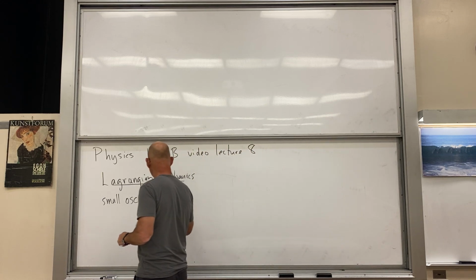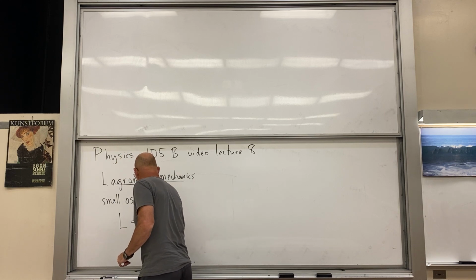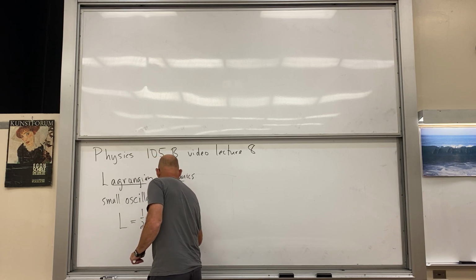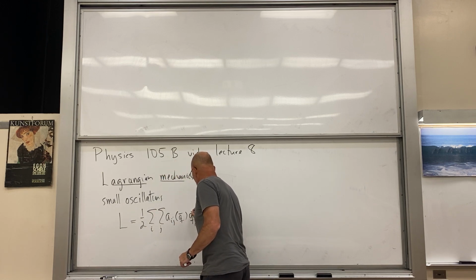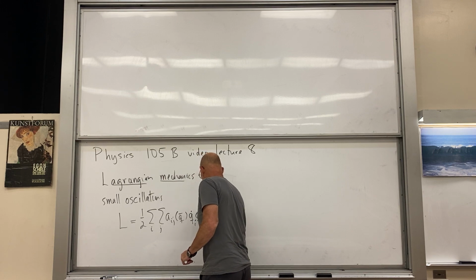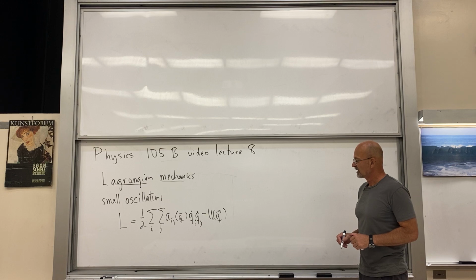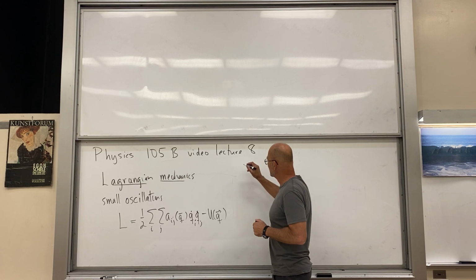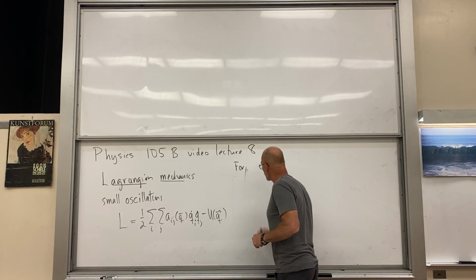So small oscillations, here's what we're going to do. We begin with a system of this form, and since we're in many degrees of freedom, I've got the sum over ij, a_ij of q, q_i dot, q_j dot, minus u of q, in generalized coordinates. And we want to tackle that for n degrees of freedom, but we're going to start with 1 degree of freedom.